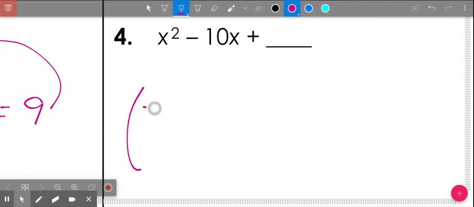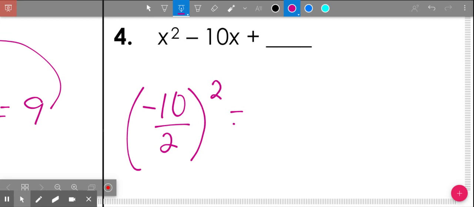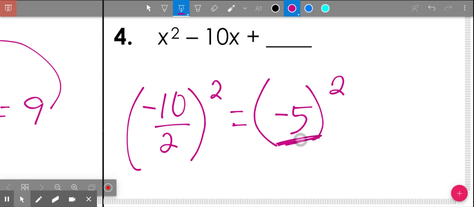So we're going to do negative 10 divided by 2, squared. Negative 10 divided by 2 will give me negative 5, squared. Remember, this is that number we're going to need. A lot of you are going to jump right to the end, okay, because you know, oh, I know exactly where that number goes. And negative 5 squared is positive 25.